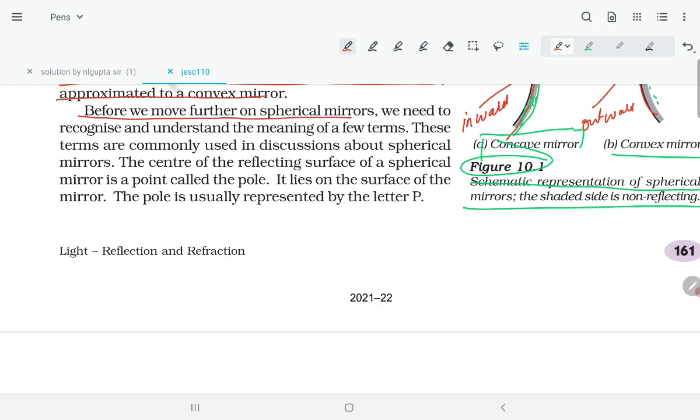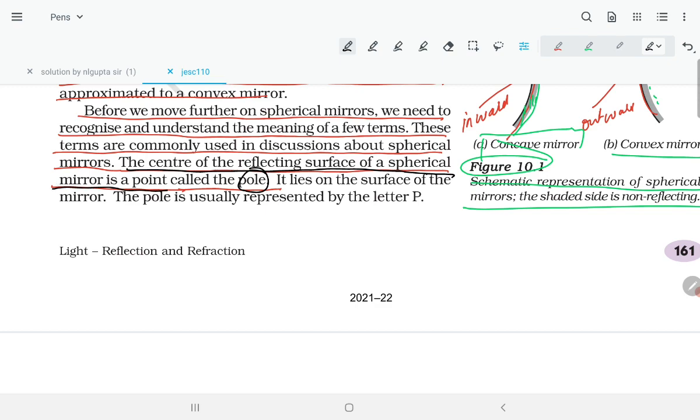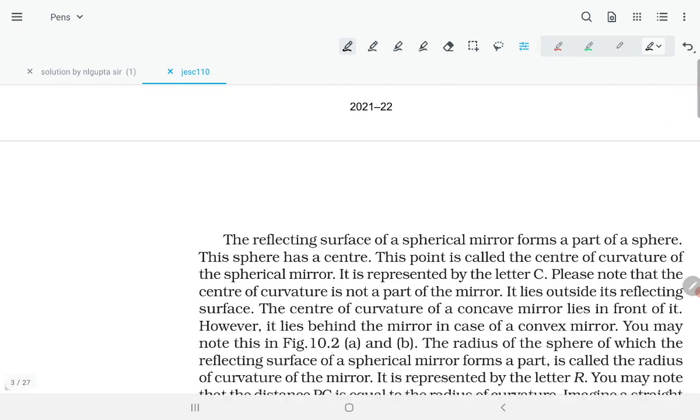Before we move further on spherical mirrors, we need to recognize and understand the meaning of a few terms. These terms are commonly used in discussions about spherical mirrors. The center of the reflecting surface of a spherical mirror is called the pole. See students, this point is very important. The pole is very important. The center of the reflecting surface of the spherical mirror is called the pole. It lies on the surface of the mirror. The pole is usually represented by the letter P.